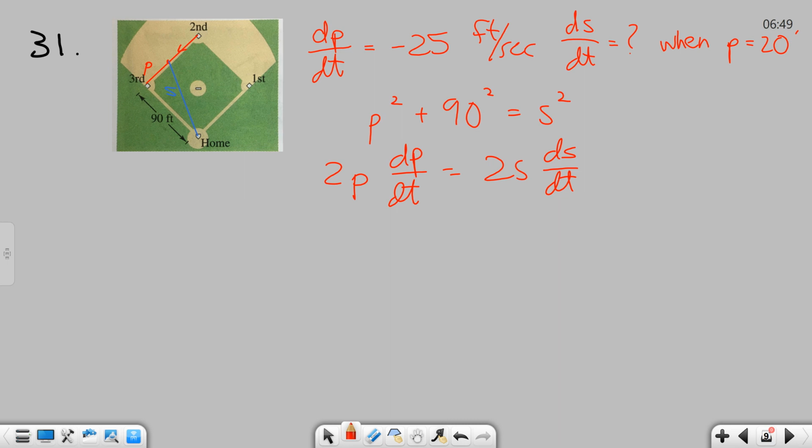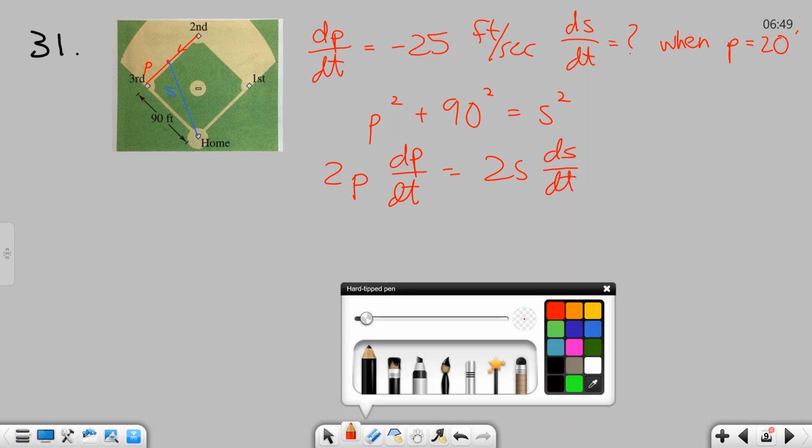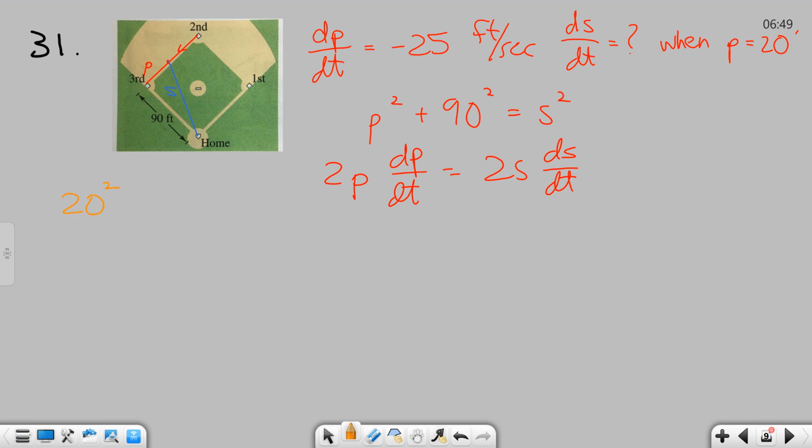Okay, so we know dP/dt. We know P. We're looking for dS/dt. And as we've seen before, I'm going to need to do a sidebar because I'm missing a chunk of information, and the chunk of information I'm missing is how much S is. So at that snapshot in time, the player is 20 feet from third base, so P is 20. The distance from third to home stays constant, and that would give me the value of S.